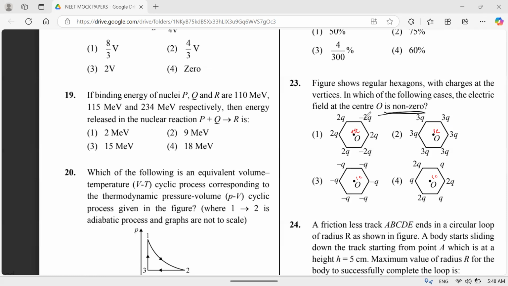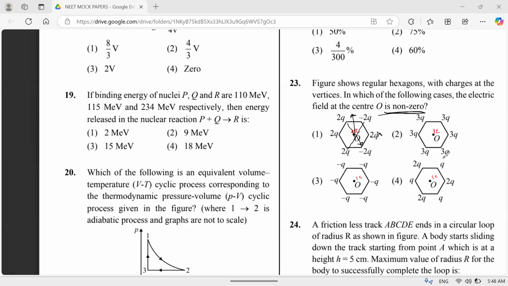Electric field always starts from positive and terminates at negative. Because of this, the electric fields are in the same direction, and in this direction it will get cancelled. And one is negative and one is positive. Even in this case, everything is in this direction. The net is in the upward direction.